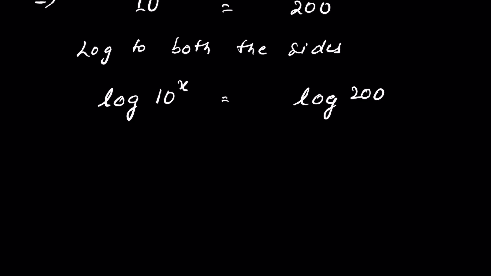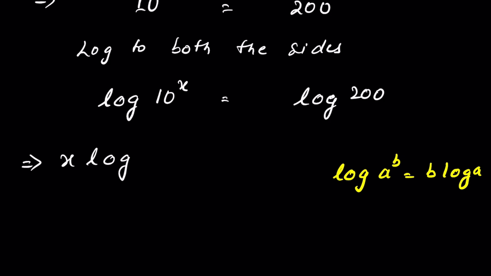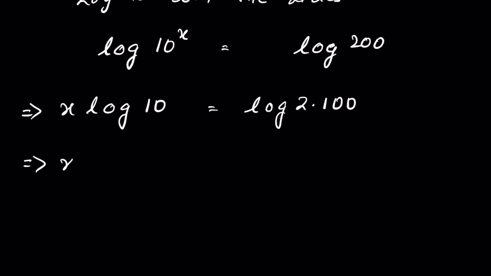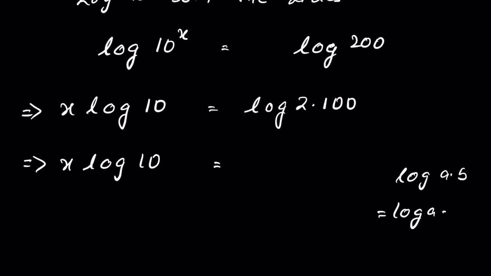Now log a to the power b is equal to b log a. So we can write here x log 10 is equal to log 200, and log 200 we can write it as log 2 times 100, or x log 10 is equal to, now log a times b is equal to log a plus log b. So it is log 2 plus log 100.